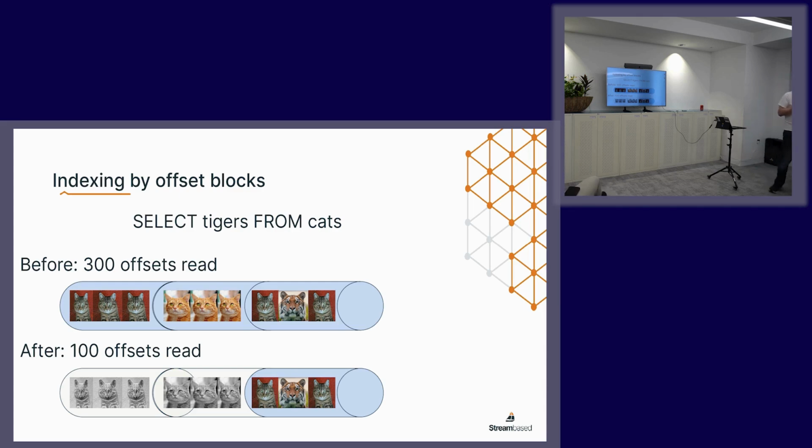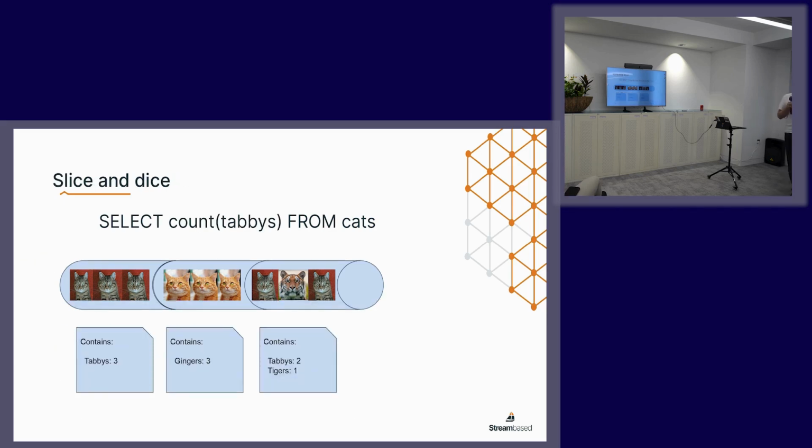And it doesn't have to be just for selection. You can really slice and dice these indexes in any way you want once you've decided on this structure of a block of offsets being referred to by an index. We can add some extra information and say, look, there's 3 tabbies in the first one, 3 gingers in the second one, 2 tabbies and 1 tiger in the third one. Well, if we want to select tabbies, we don't even need to read any data, right? We can just consult the index and go, right, from beginning to end, we've got 5 tabbies. Fantastic, done. Lightning quick.